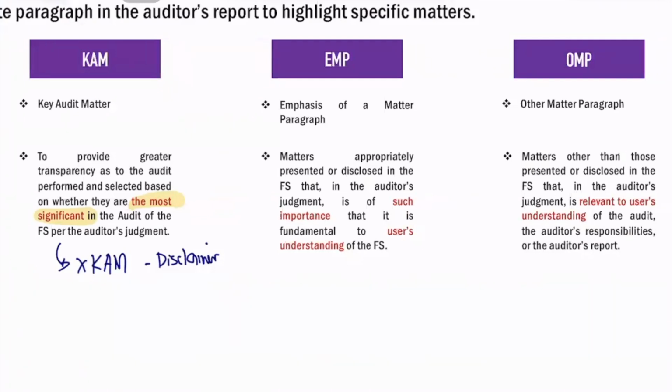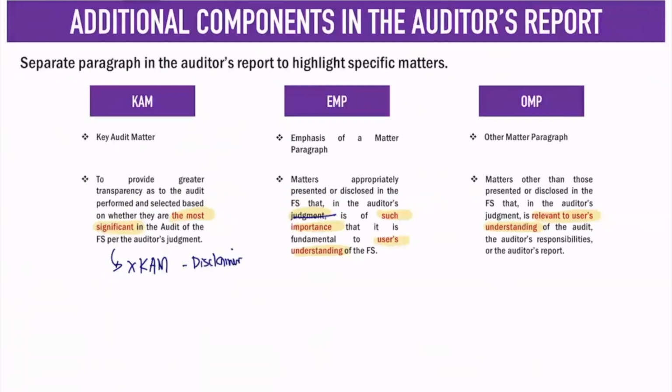How about in an emphasis of a matter paragraph? So only based on your judgment that such matter is important for users' understanding. And for other matter paragraph, only relevant to users' understanding. So most significant, such importance, and relevant to users' understanding. So take note, aside from the normal contents, you provide here additional paragraph or separate paragraphs. That is to highlight specific matters.